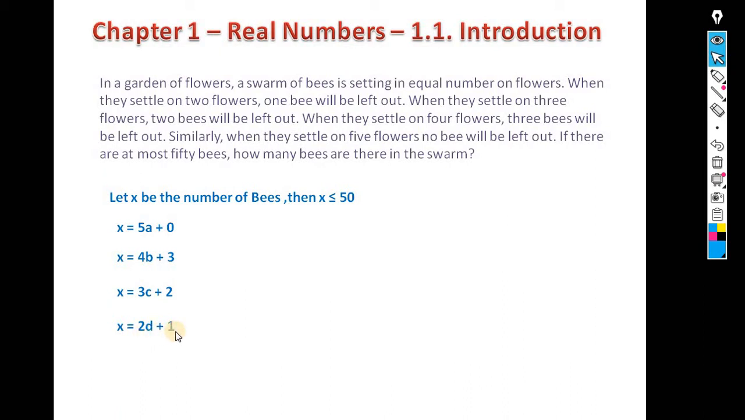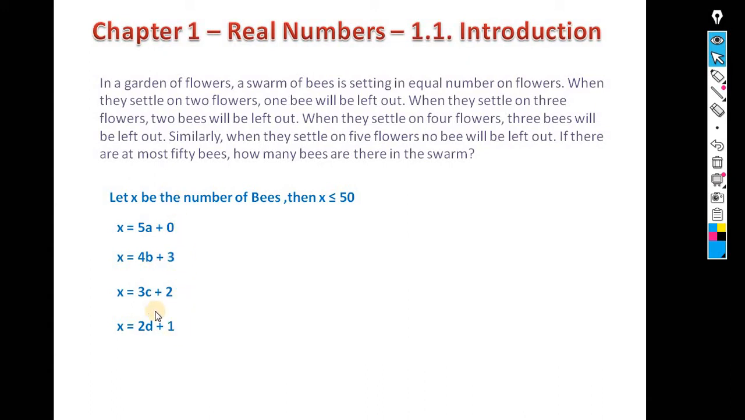If you look at all these equations, X is equal to 5A plus 0, X is equal to 4B plus 3, X is equal to 3C plus 2, X is equal to 2D plus 1. So these numbers 5, 4, 3, 2 are all positive numbers, and A, B, C, D are natural numbers. 0, 3, 2, 1 are whole numbers.